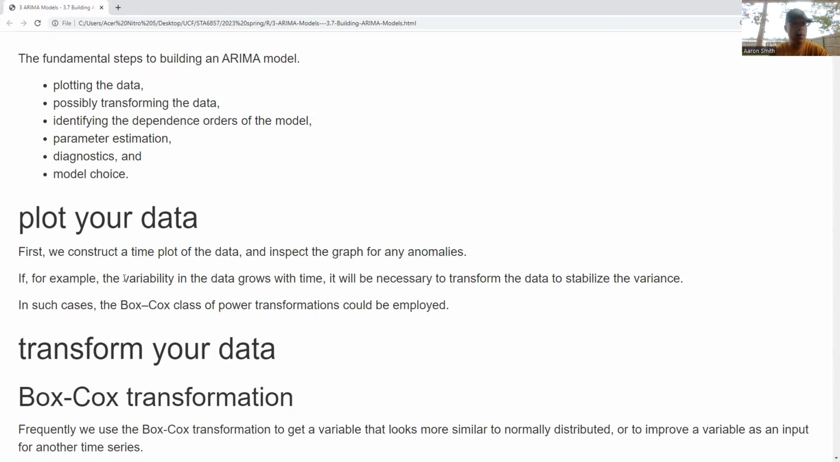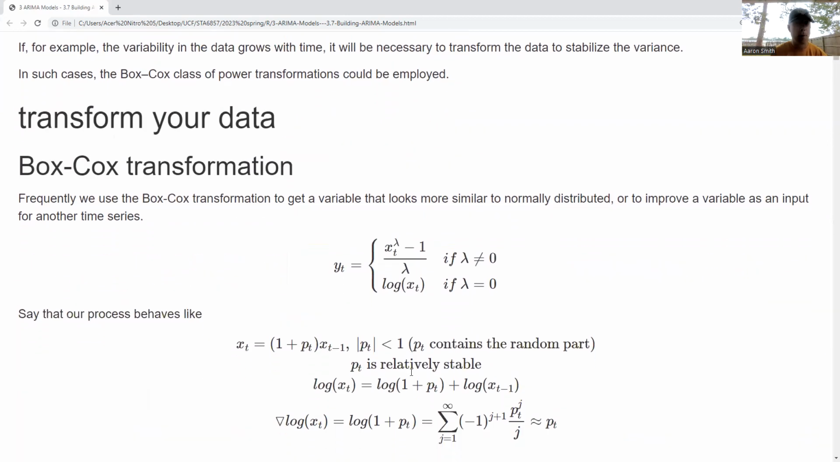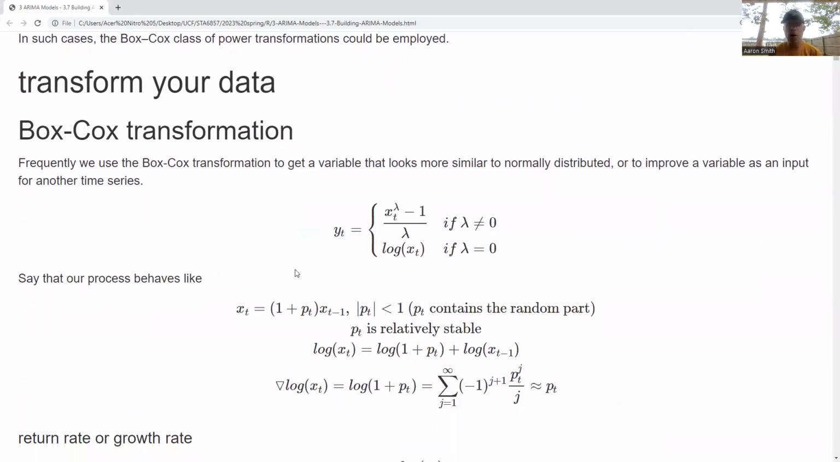If the variability in the data grows with time, then I'm going to want to apply a transformation to stabilize the variance before I do anything else. The Box-Cox transformation frequently is a good choice for time series data. You can think of the Box-Cox transformation as our goal to make our data look more normal, like a more normally distributed time series.